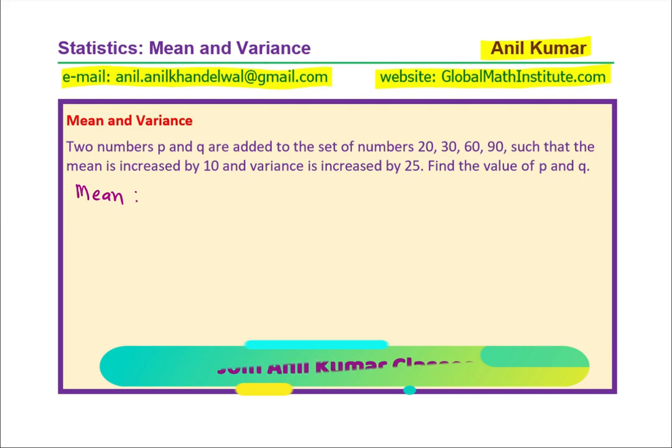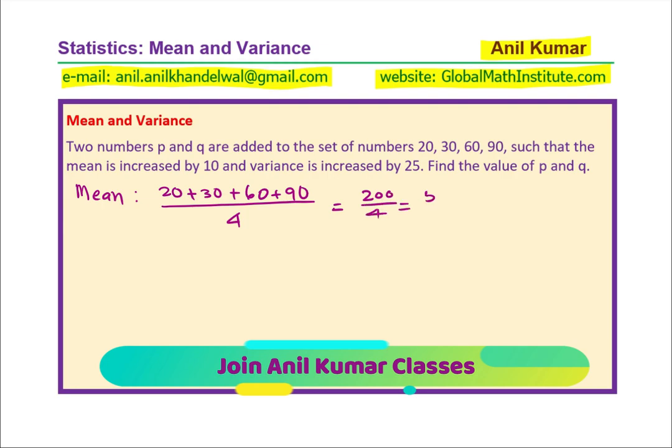With the numbers given to us as 20, 30, 60, 90, the four numbers, we can add them. 20 plus 30 plus 60 plus 90 and divide by 4. So you get a mean which is equal to, use your calculator and then you may get the answer. So it is 200 by 4, and that gives you 50.